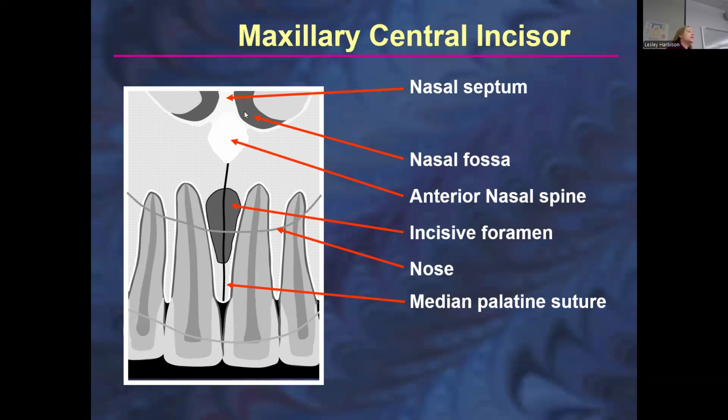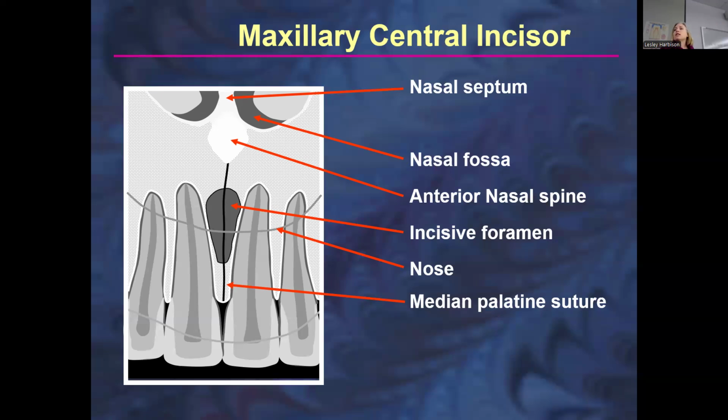The nasal fossa is going to show up as radiolucent, just like two large cavities, right? Sometimes there are other structures inside the nose, this kind of white area over here. What's it called? The nasal conch, but we don't memorize that for the exam, so I don't really focus on it.